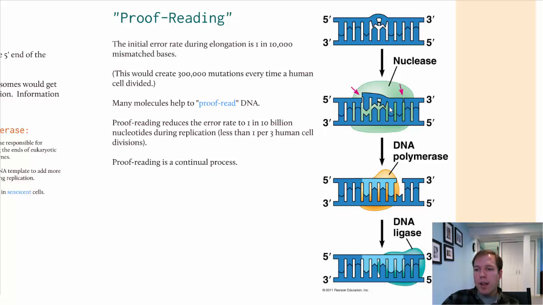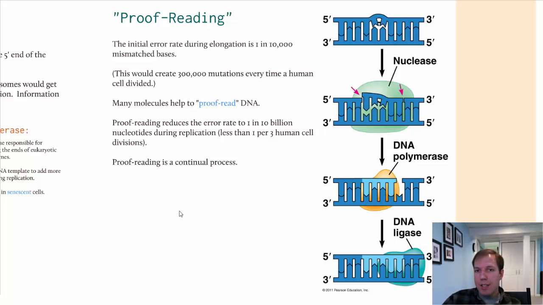They will cut out a section of the DNA that actually has that error in it, and then stitch in a new set of DNA nucleotides that are going to be complementary to the template strand. Then ligase, again, will come in, stitch together the phosphate sugar backbone to complete that repair process. Proofreading is happening continuously along with DNA replication.